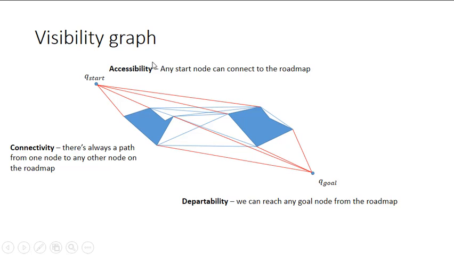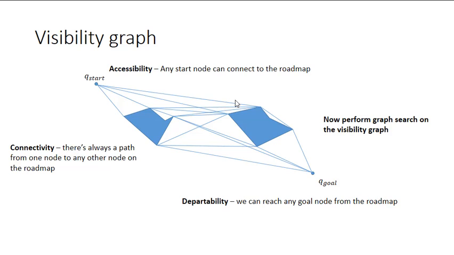Okay, let me just cover this here. So connectivity: there always exists a path from one node to another node in the roadmap. And so in the end, this is what we get. We have q start, we have q goal, and we have all these obstacle vertices and all of these edges. All of these edges, the obstacle vertices, q start and q goal, that is the visibility graph. So the visibility graph is the obstacle vertices, the q start, the q goal, and all of the edges in this environment.